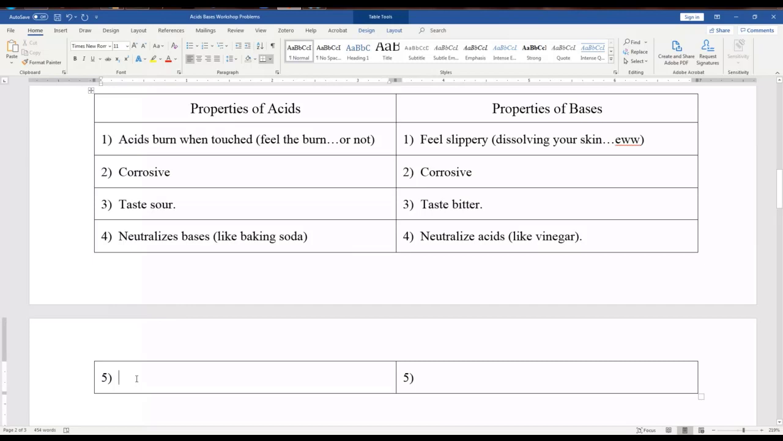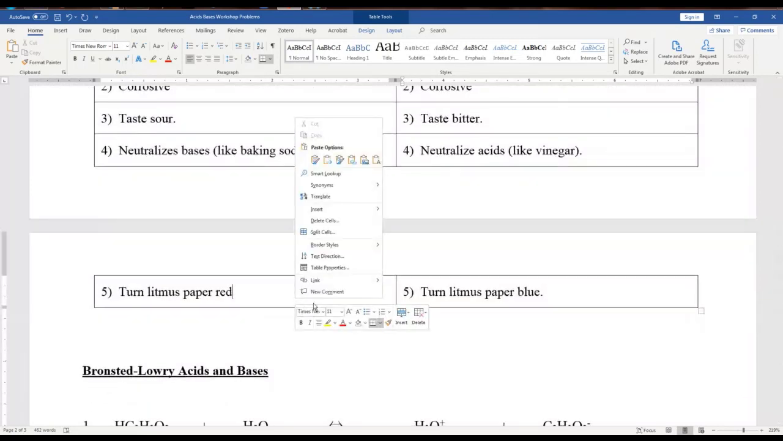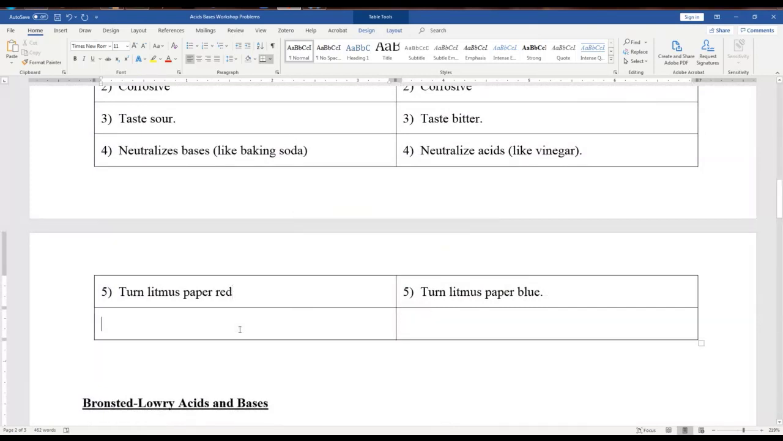Another thing is that acids turn litmus paper red. And that's something you're going to be responsible for knowing for your lab exam. Acids turn litmus paper red, and bases turn litmus paper what? Blue. I knew that when I was in high school.